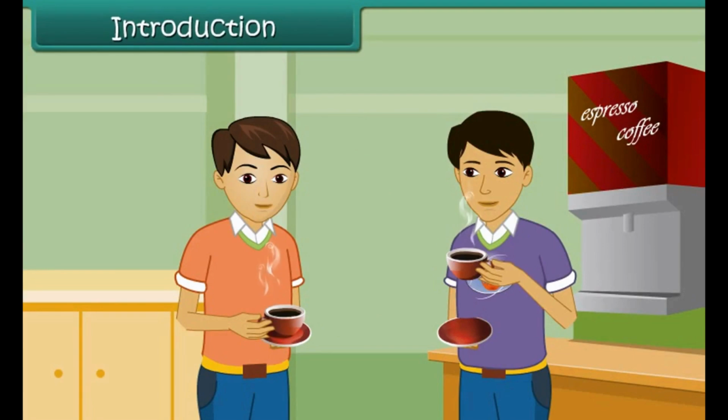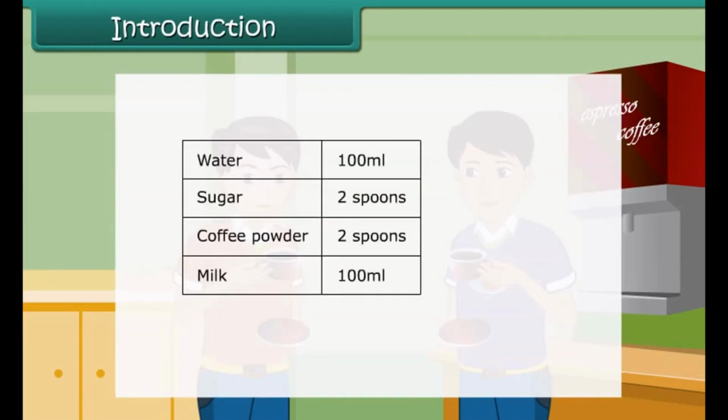Michael prepares coffee for himself and his friend. He uses 100 milliliter of water, 2 spoons of sugar, 2 spoons of coffee powder and 100 milliliter of milk. How much quantity of each item will he need if he has to make coffee for 10 people? If each ingredient is multiplied by 5, then he can prepare coffee for 10 people.